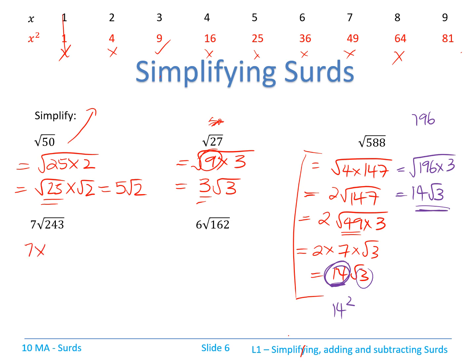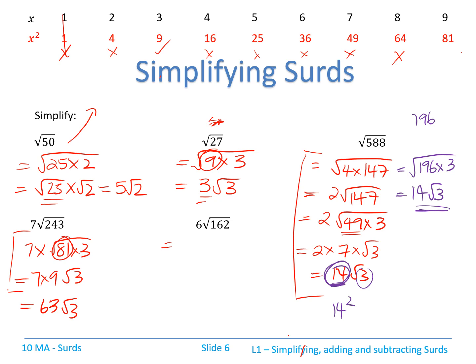So I could say 7 times 81 times 3, which is the square root of 81 is 9, so 7 times 9 root 3, which is 63 root 3. Now you get to a point where you don't actually have to show all of this working. But to start off with, I'd like you to go through and show all the correct steps so that you know exactly what you're doing.